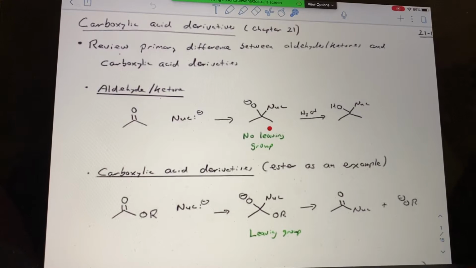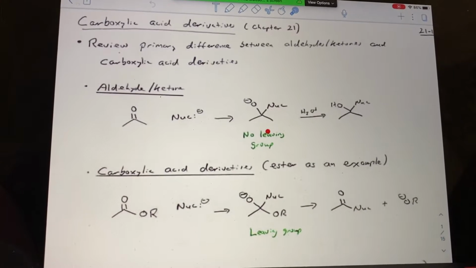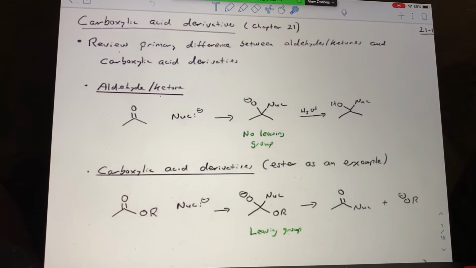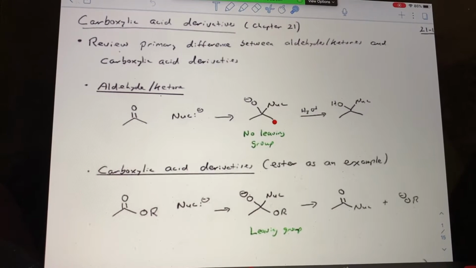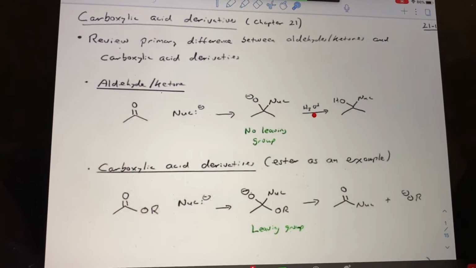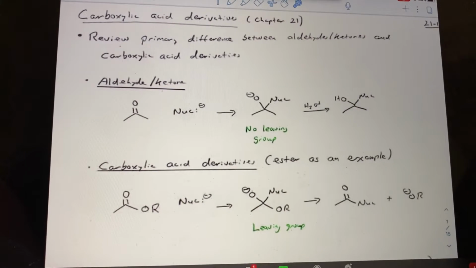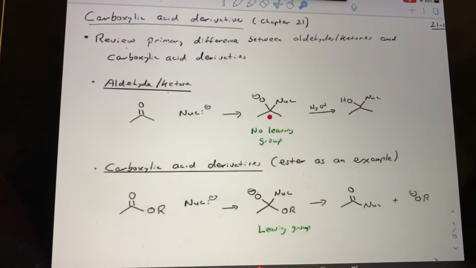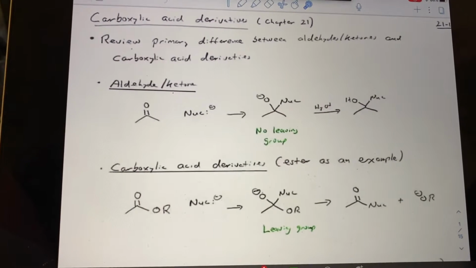But in this particular case, in the simplest sense, now we have no good leaving group. There are always exceptions, but we're going to say there's no good leaving group. So what we can do, because we have a carbon or a hydrogen, is add in a little bit of acid or water, and protonate to generate our product. So we've added our nucleophile to the carbonyl group.